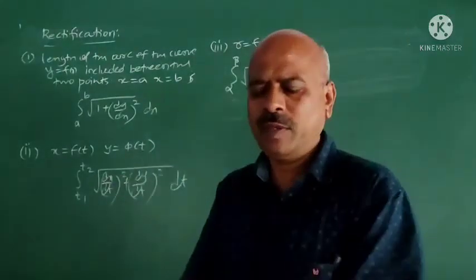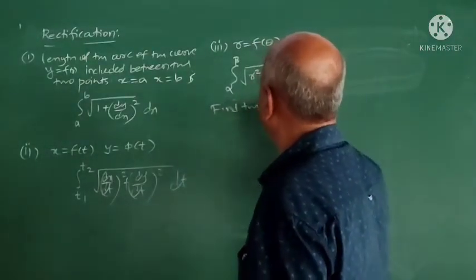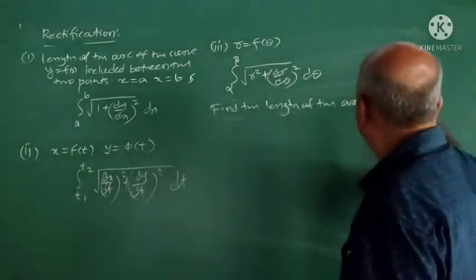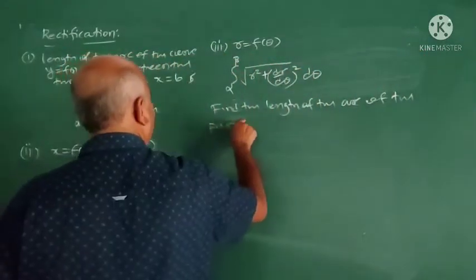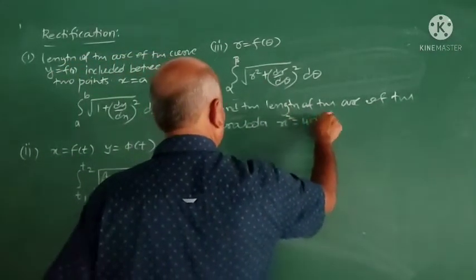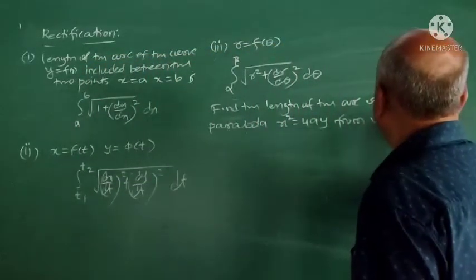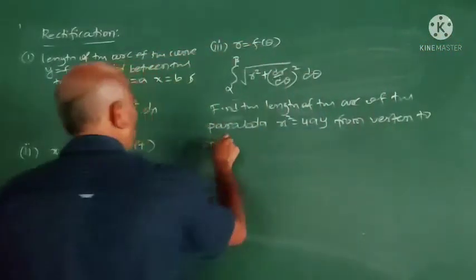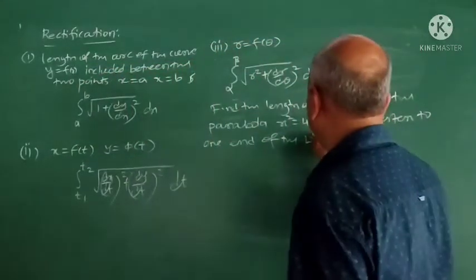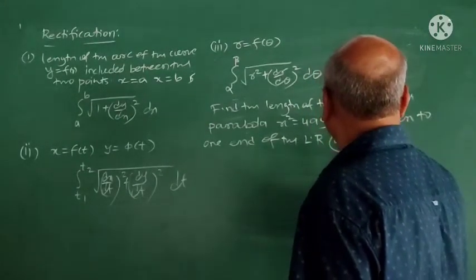First Cartesian form. Find the length of the arc of the parabola x square is equal to 4ay, from vertex to one end of the latus rectum, or one extremity of the latus rectum.